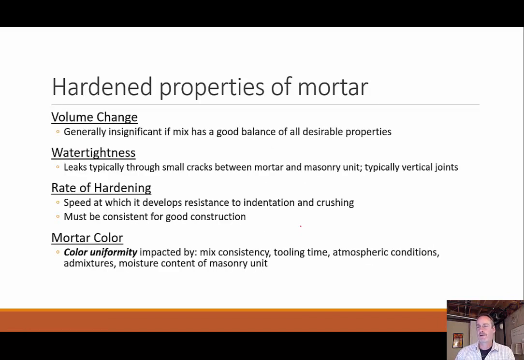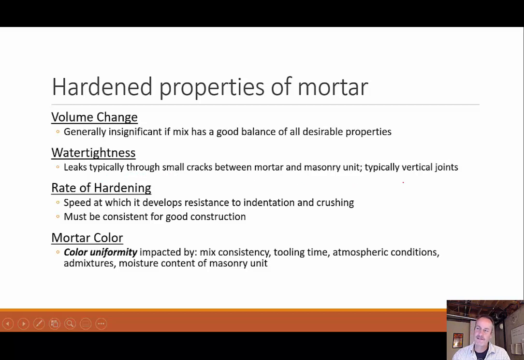Other hardened properties, we can look at the volume change. This is generally insignificant as long as you've done a decent mix. We can look at water tightness. Like I said before, it's bad to get water into your mortar, but it could get through these small cracks.